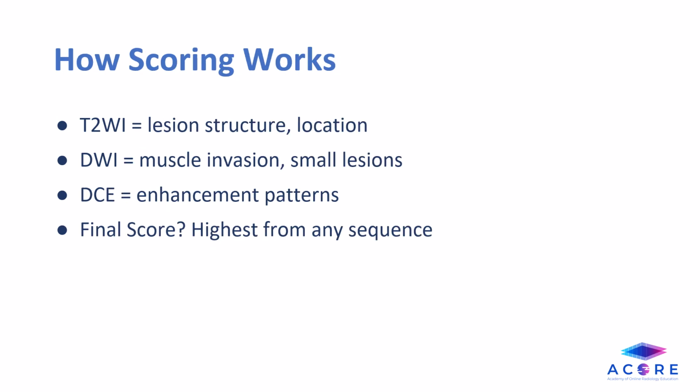Now to apply this to the scoring method. Each sequence provides unique information. For example, T2 shows lesion structure, DWI picks up on invasion, and DCE can highlight early enhancement. Each sequence will be scored separately from 1 to 5, and the highest score across all sequences determines the final VI-RADS score. There's a really helpful diagram from the original review article, Figure 2, that helps readers understand how the scoring can be applied to different lesions. If you're interested, I really recommend taking a look at Figure 2.